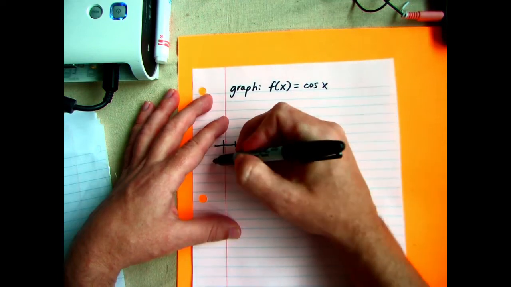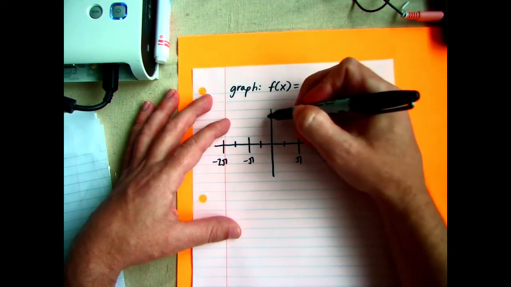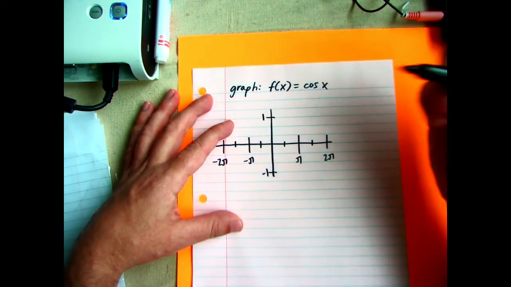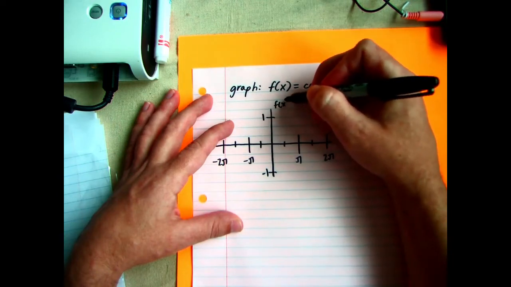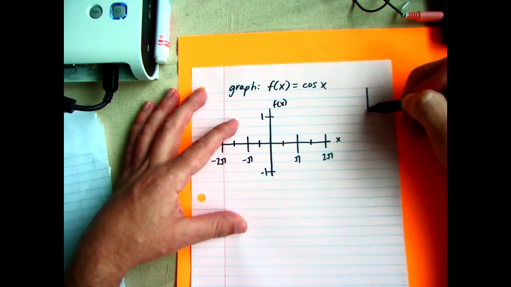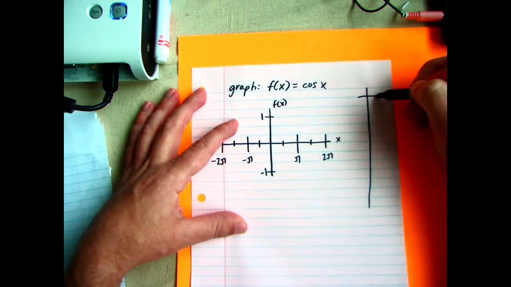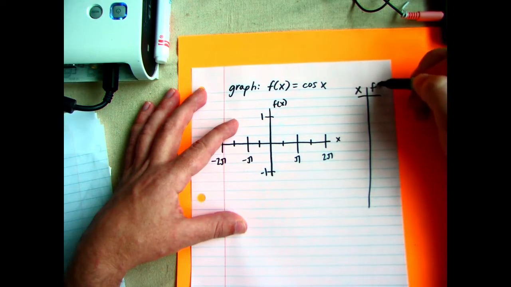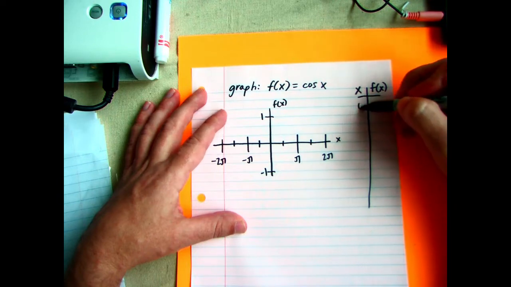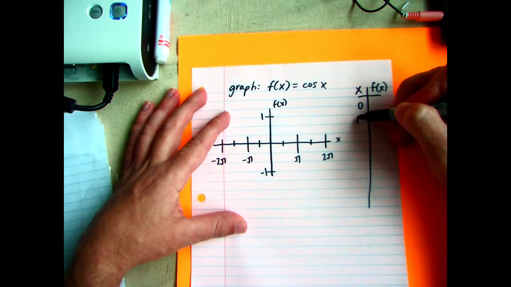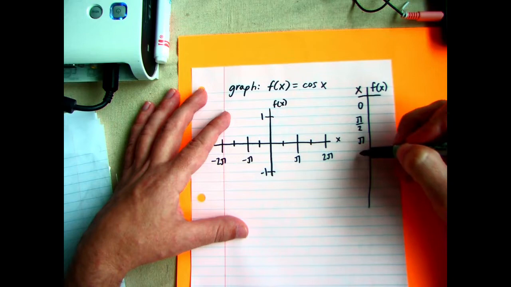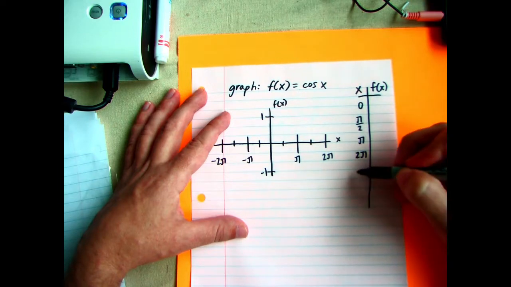Like before, we're going to go from negative 2 pi to 2 pi on the x-axis, and we're going to go from negative 1 to 1 on the f of x axis. So in order to graph this properly, I'm going to want a quick table of values here. I'm going to put as my inputs some basic values: 0, pi, pi over 2, 2 pi, negative pi, and negative 2 pi.